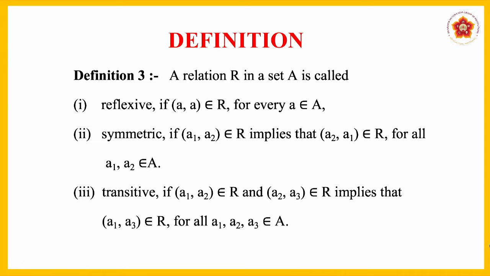What is symmetric relation? We say that one element is related to another element, then if the second element is also related to the first element with the same relation, the relation is called symmetric. If A1, A2 belongs to the relation, A2, A1 also belongs to the relation set. Third one, we take three elements into consideration. A1 is related to A2, A2 is related to A3, then the conclusion is A1 will be related to A3.